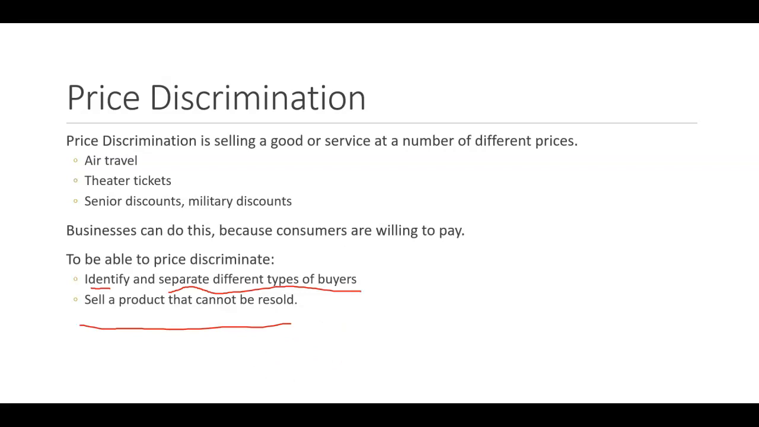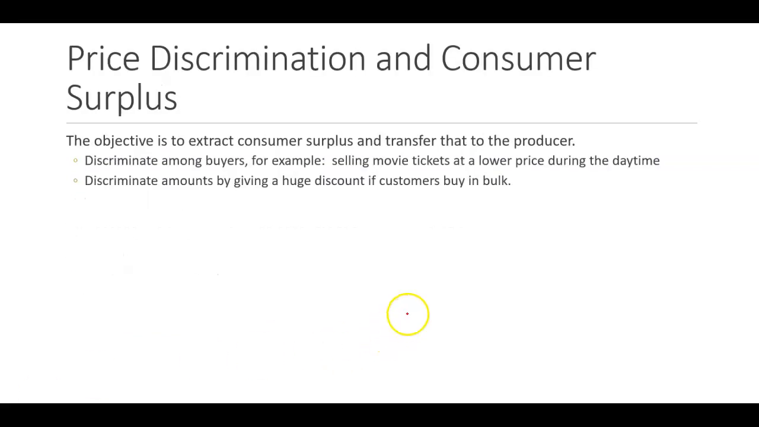As opposed to perhaps a diamond, which is also part of a monopoly, but diamonds can be resold. So you cannot price discriminate for products that can be resold. So the objective of price discrimination is to transfer and extract consumer surplus to the producer.